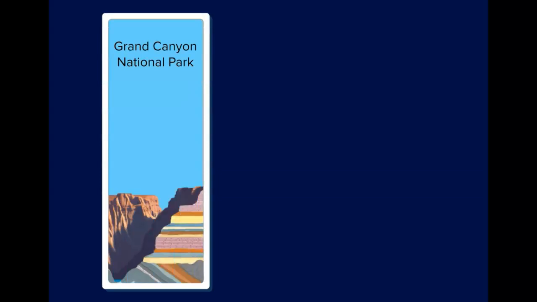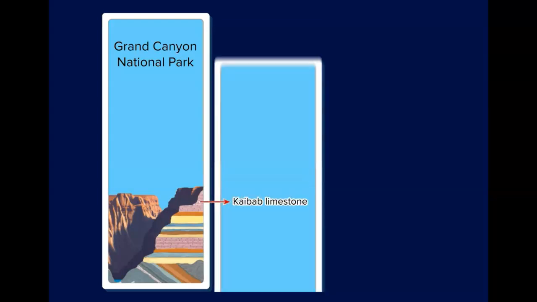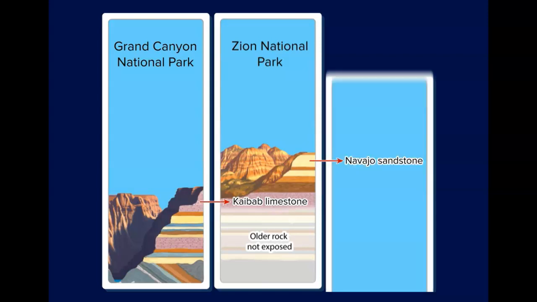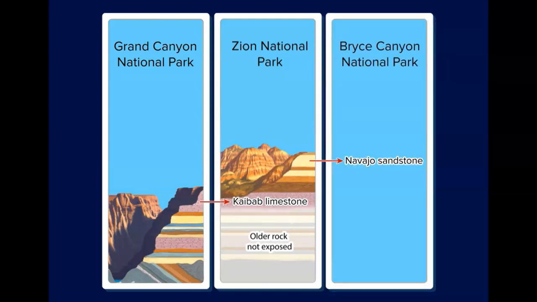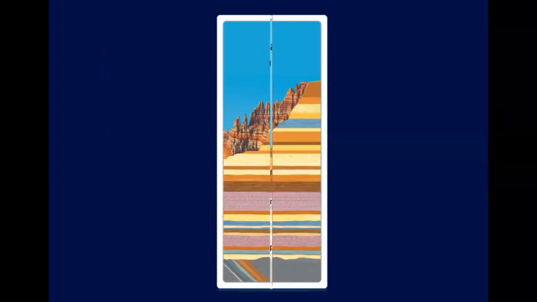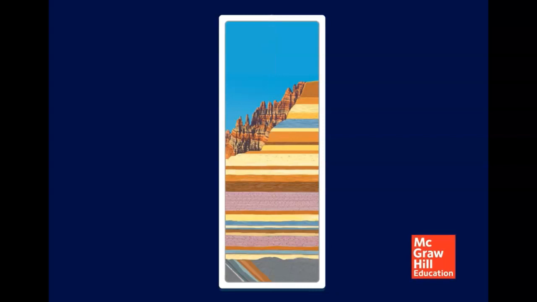At Grand Canyon National Park in Arizona, if you start at the bottom and climb, you will reach the Kaibab limestone at the top of the canyon. In Zion National Park in Utah, the Kaibab limestone is the lowest exposed layer of rock. If you climb to the top of Zion, you will reach the Navajo sandstone. In Bryce Canyon National Park in Utah, the Navajo sandstone is the lowest exposed layer. If you climb to the top of Bryce Canyon, you'll actually be standing on top of all of the layers that you've climbed at each park.